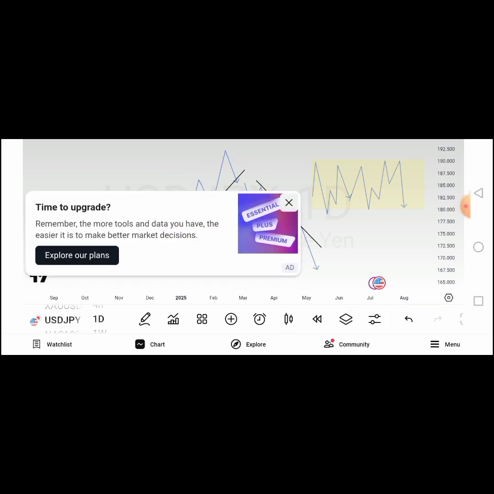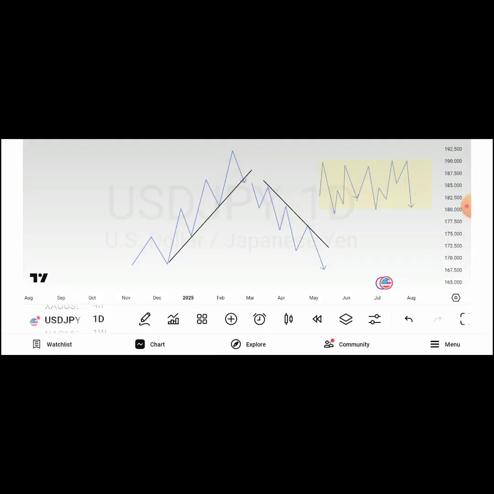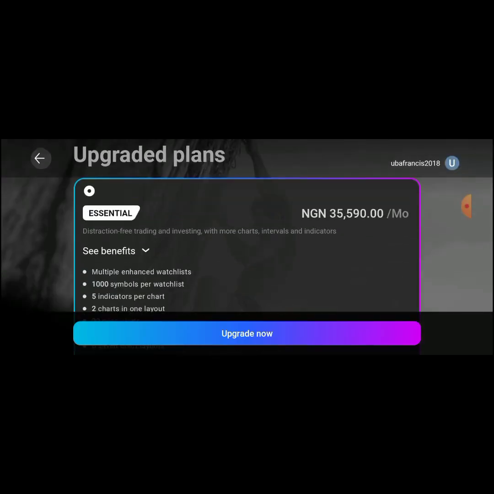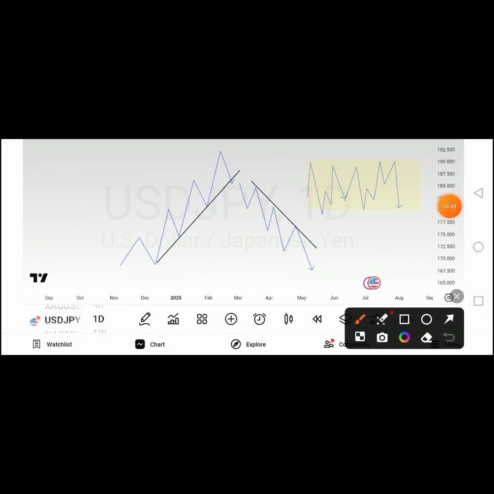Down, support. Up, resistance. All right, so take note of that. Down, support. Up, resistance. Down, support. Up, resistance. Down, support. Up, resistance. All right, so that's how a trendy market functions.